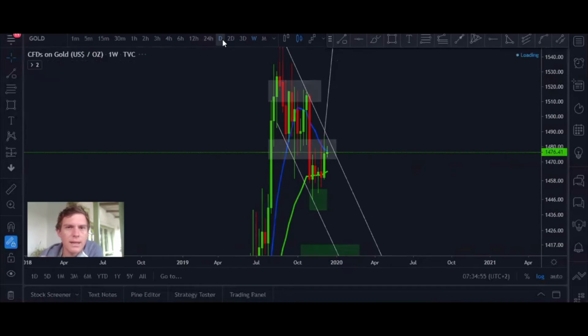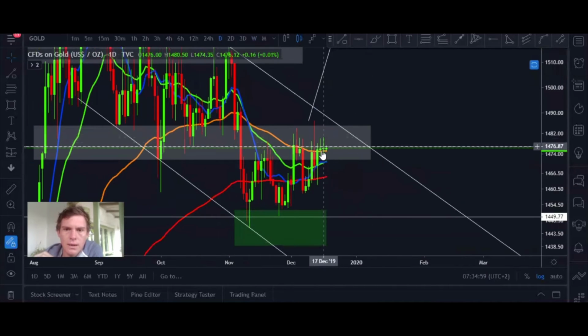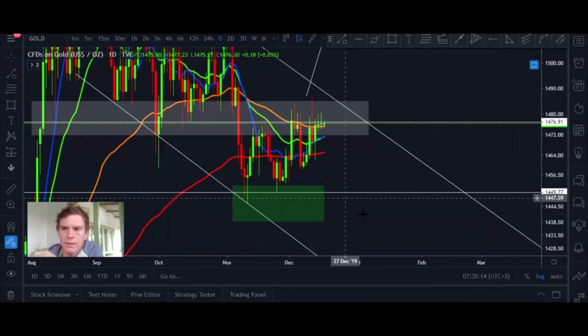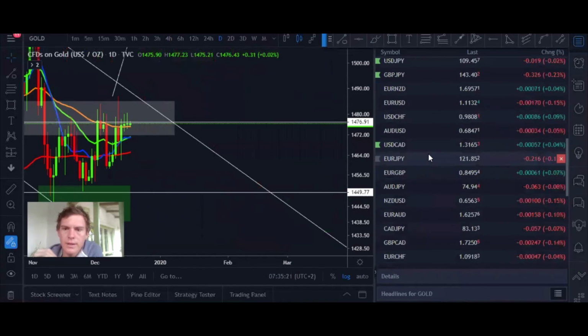I want to see how the daily candle closes, and if it does close a little bit lower than its wick right now, if it closes below 1474, I'll consider maybe entering a trade here with a short on gold. My targets would be $1,450 an ounce.